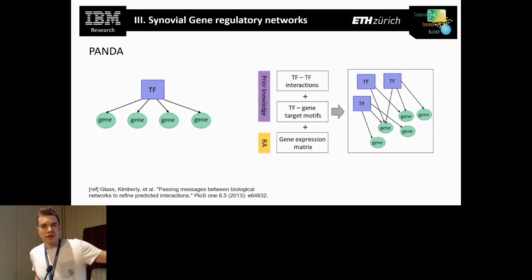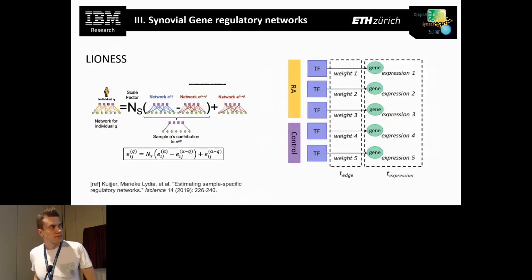This method uses three pieces of information as input. The first two are from prior knowledge: transcription factor interactions from the STRING database, and the gene motif database, which gives the list of targets for each TF. And then the third one is the gene expression matrix from public data. This network has the particularity of being a bipartite graph, because each TF is related to a list of its target genes, and each arrow represents the likelihood of the interaction from the TF to this gene.